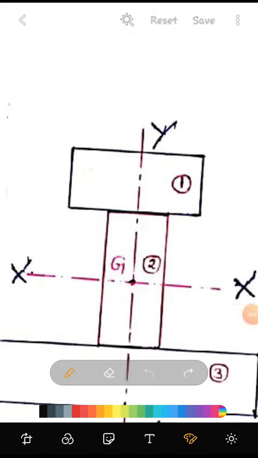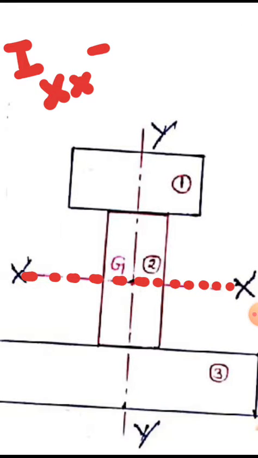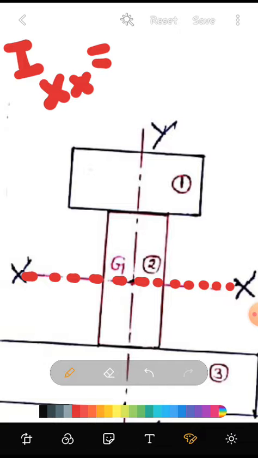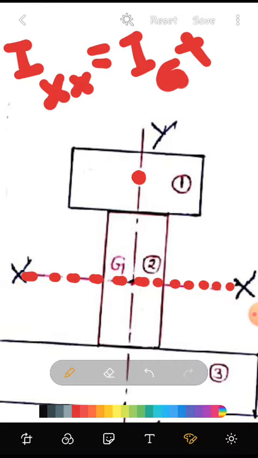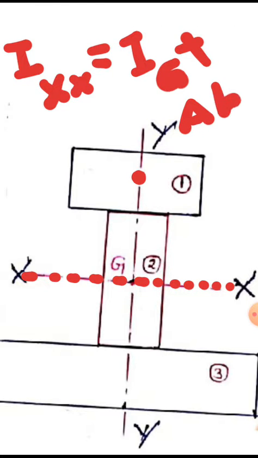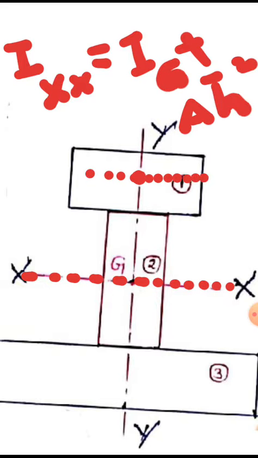So the moment of inertia of the first rectangular area with respect to the global centroidal axis is the moment of inertia of the first rectangle with its own local centroidal axis, plus the area of the first rectangle times the h bar distance squared, where the h bar distance is the location of the local centroidal axis with respect to the global centroidal axis.